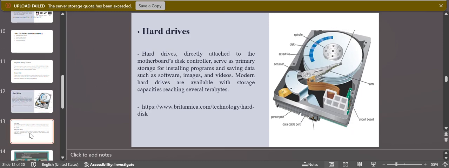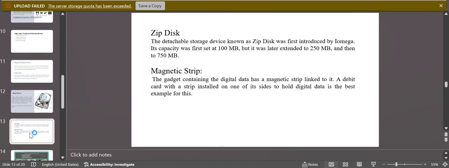And the next thing is the zip disk. This detachable storage device, known as a zip disk, was first introduced by Iomega. Its capacity was first set at 100 MB, but it was later extended to 250 MB and then to 750 MB.